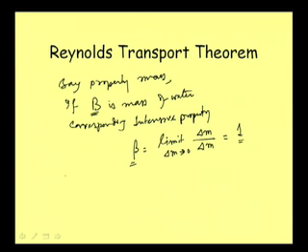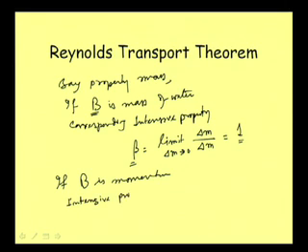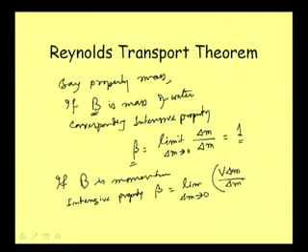And then suppose the extensive property B is momentum, then what will our intensive property be? The intensive property beta we can write as the limit as delta m tends to 0 of the momentum of this small mass, which is v into delta m, where v is the velocity, per unit mass.